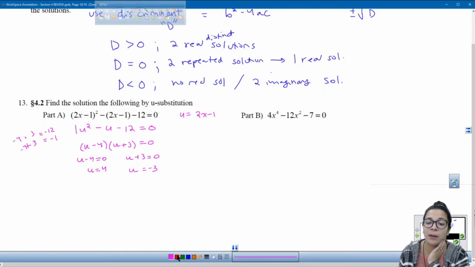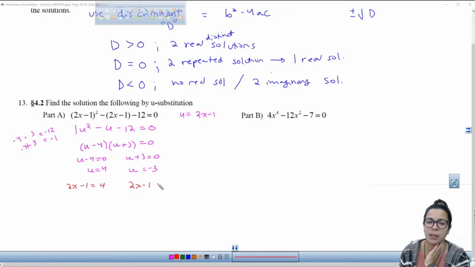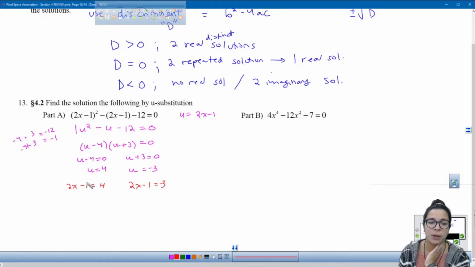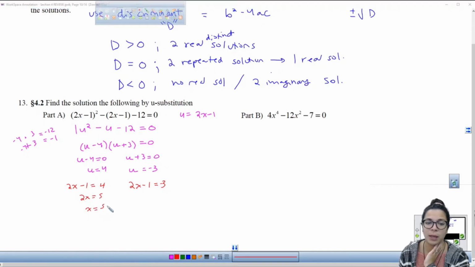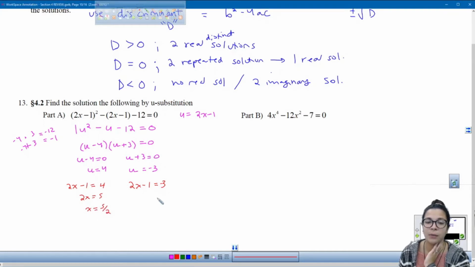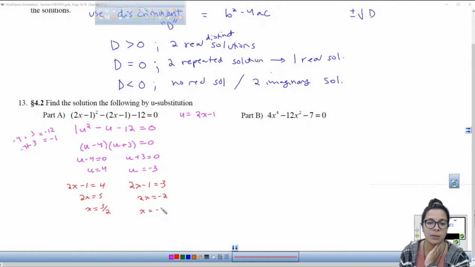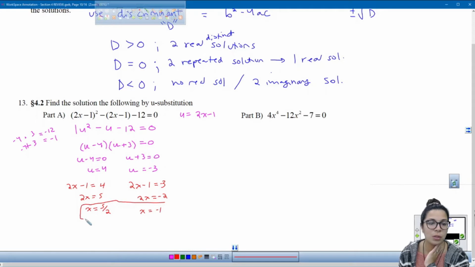Now, of course, this is not our final answer because that is what U equals. The original equation was asking us for x. So let's replace U with 2x minus 1. So you have 2x minus 1 equals 4, and 2x minus 1 equals negative 3. So if we add 1 here, we get 2x equals 5, and then divide by 2, we get the solution x equals 5 over 2. And then over here, if we add 1, we get 2x equals negative 2. And then when we divide by 2, we get the solution x equals negative 1. So these are our two solutions for x.